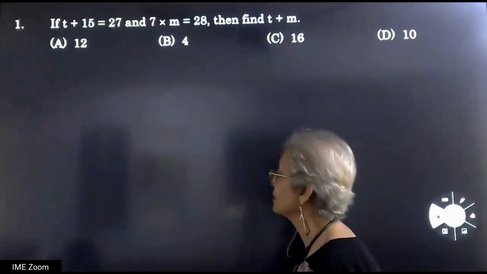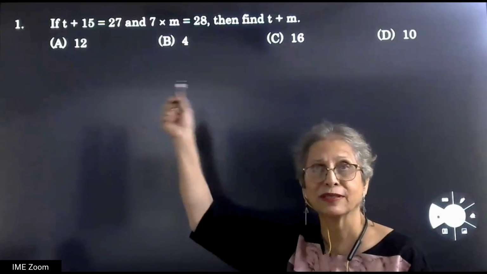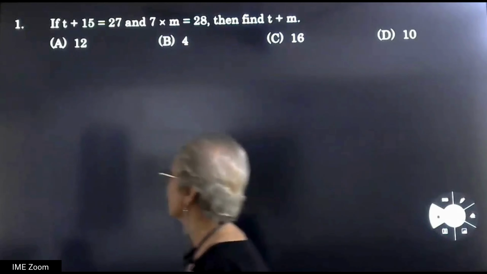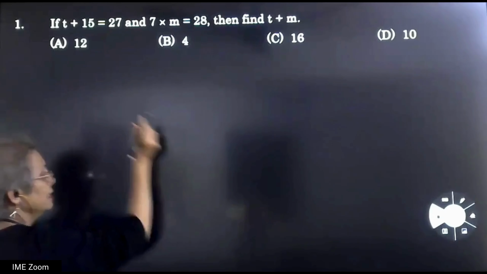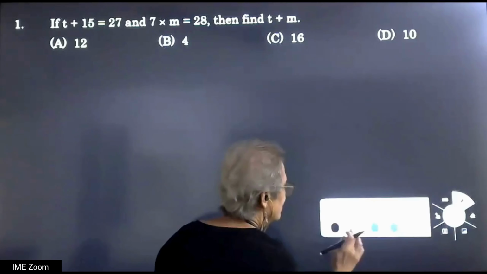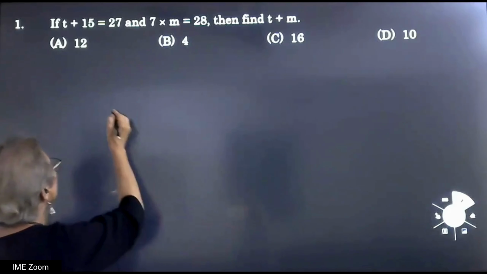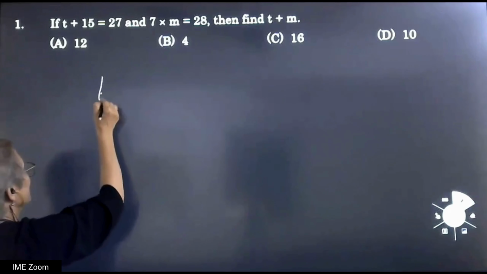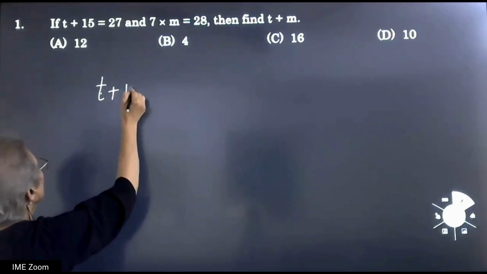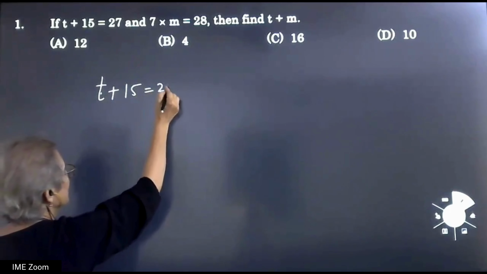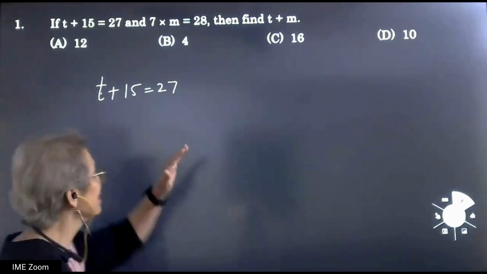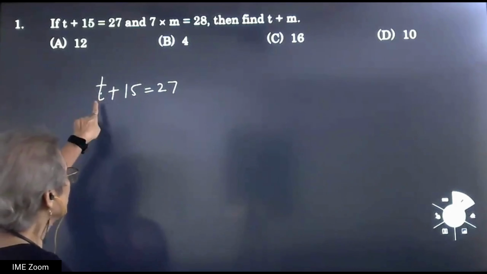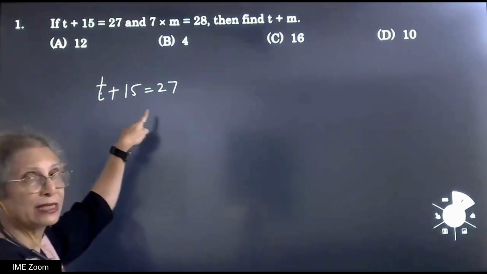See, here is our first question. Letters are used over here. Now, first, what is given? That T plus 15 equal to 27. So as I have told you, we have to find the value of this T.